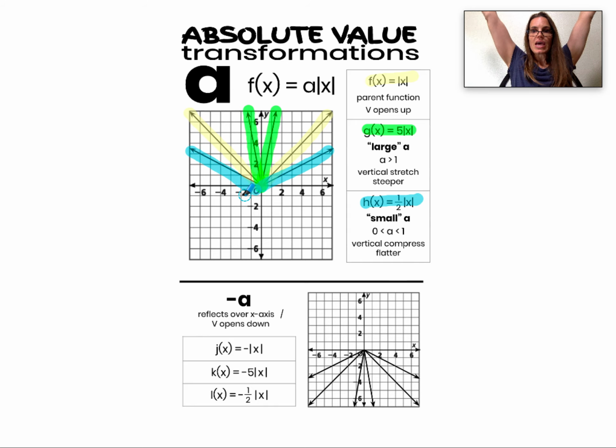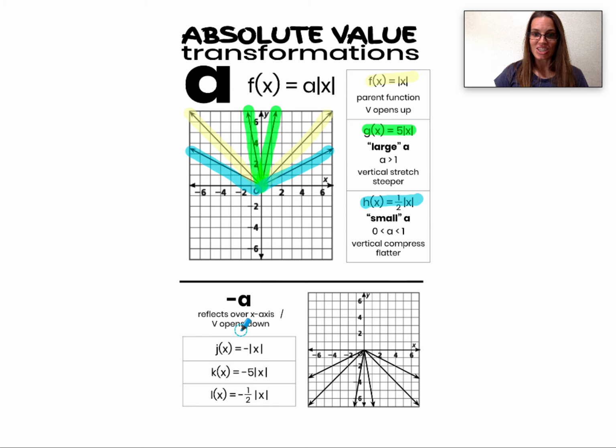When I have a small a, my parent function becomes flatter. The sophisticated way to describe that transformation is I have vertically compressed. I'm not going to say it's fatter or wider, I've vertically compressed my graph. So, parent function, big a, steeper, stretched; little a, flatter, compressed.